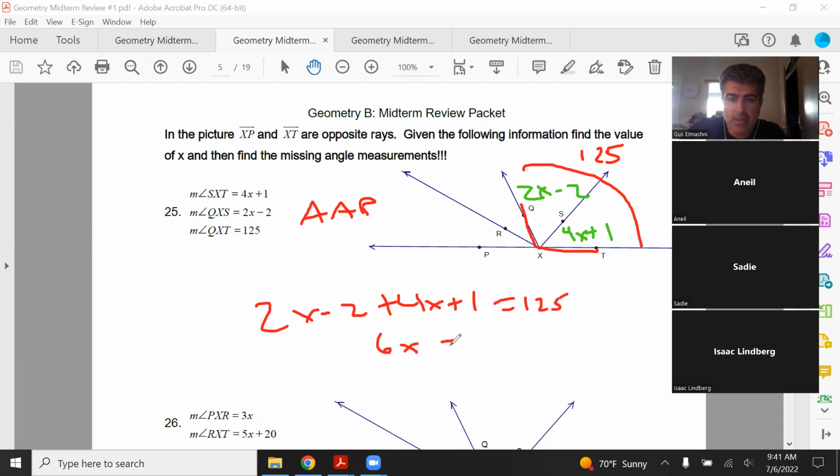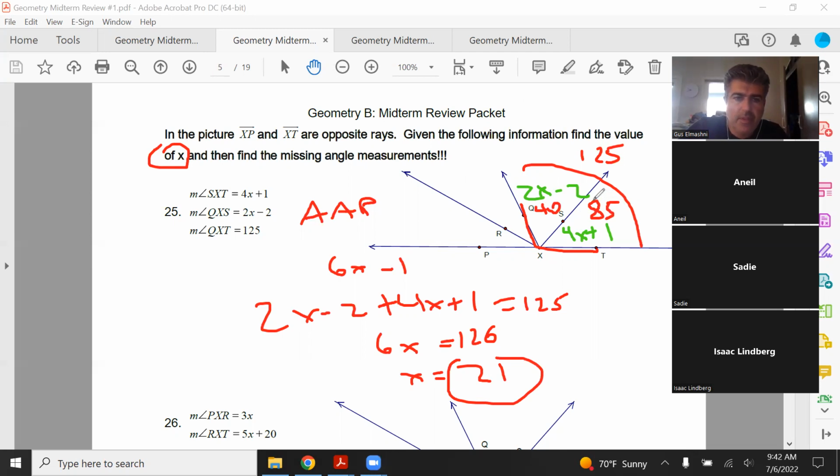So 6x equals 126, because you get 6x minus 1, but you have to move the 1 over to the other side. And then x, oh, that does come out nice. It's 21. X is 21. So you're asked to solve for x, which we did. And then we want to find the value of each of those angles. That would be 40, I think, here. And I think that would be 85. Yep, adds up to 125. So that's number 25.